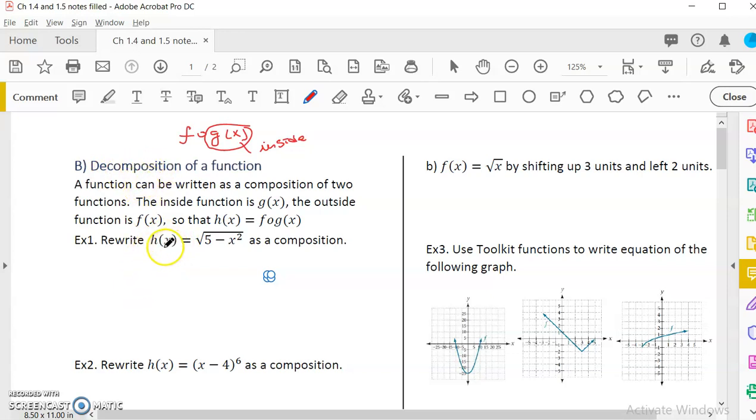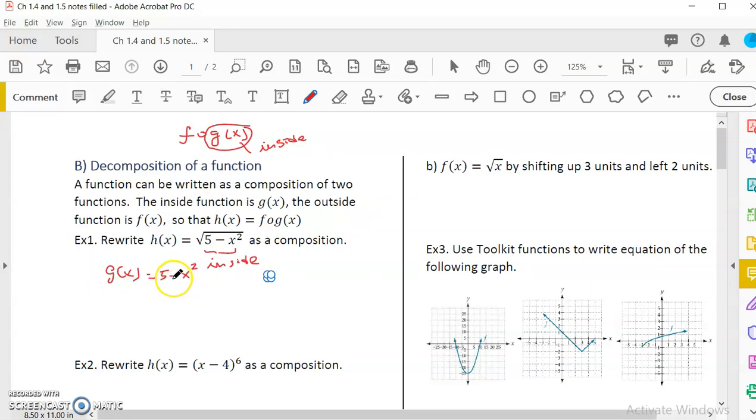For example, h of x equal to square root of 5 minus x squared. We can look at the inside as 5 minus x squared. So that means when I start off with x, I do 5 minus x squared first. So this is the inside, right? And the inside would be the g of x. So I would write g of x is equal to 5 minus x squared.